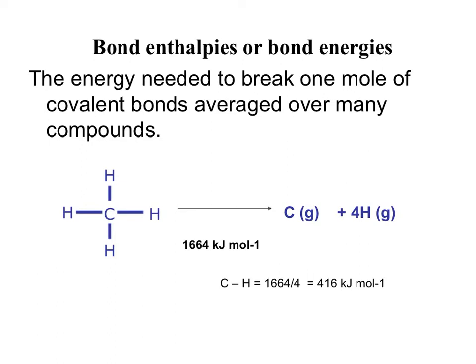Now, if we take the example of methane, if we were to decompose methane into its constituent elements of carbon and hydrogen, we would require 1664 kilojoules of energy per mole to do that. There are 4 carbon-hydrogen bonds in methane, so it stands to reason then that if we divide the energy required by 4, this will give us a value of the energy needed to break 1 mole of these carbon-hydrogen bonds.